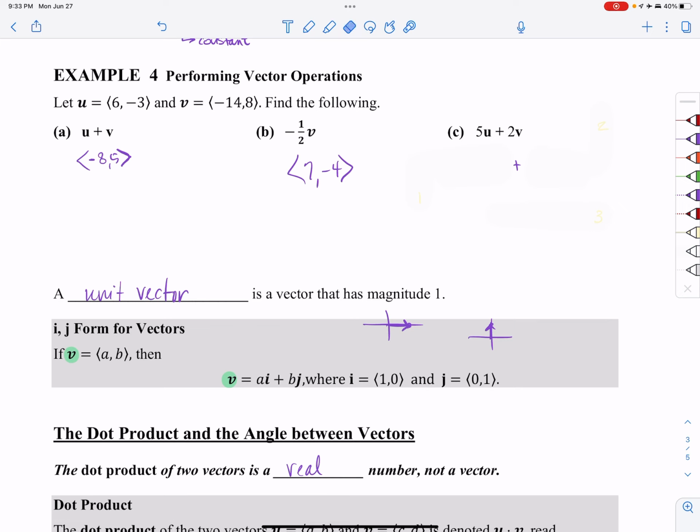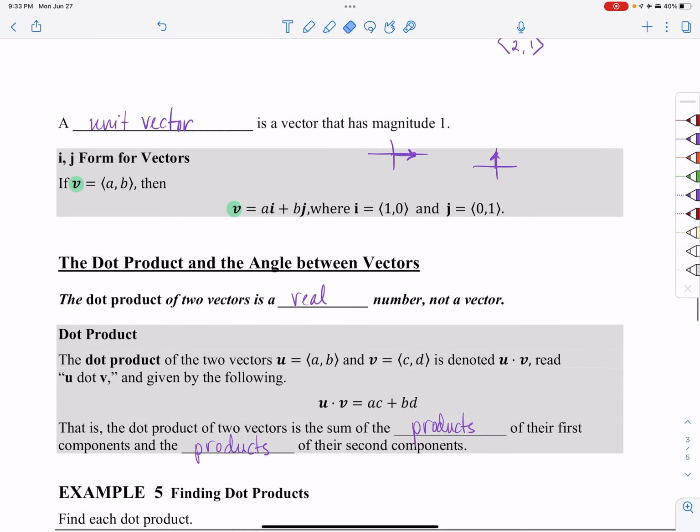All right, so when I take vector u and multiply by 5, that's going to be a new vector that is 30, negative 15. When I take vector v and double it, that's going to be negative 28, 16. And then when I combine those two by addition, combining like terms, that's going to be 2, 1.